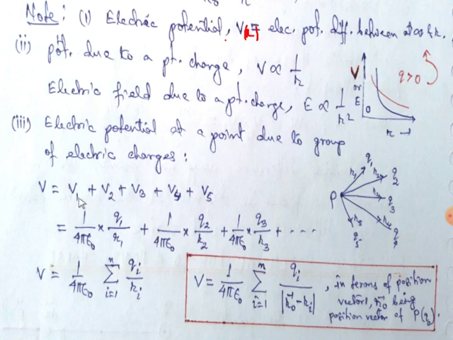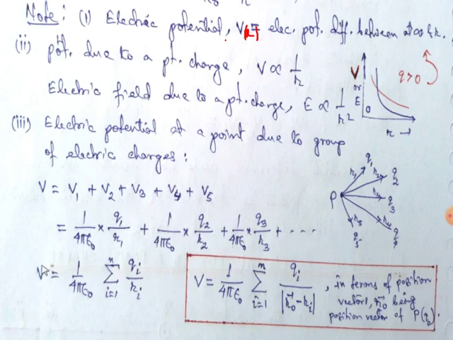Got it? Then we know that the electric potential due to a single point charge Q1 will be 1 by 4 pi epsilon naught Q1 by R1, where R1 is the distance between the point of observation and the given charge, right? Similarly, for the second charge it will be 1 by 4 pi epsilon naught Q2 by R2, and for the third, Q3 by R3, and so on. This 1 by 4 pi epsilon naught will always be there, as we are considering the intervening medium as vacuum. So 1 by 4 pi epsilon naught is common for all the terms.